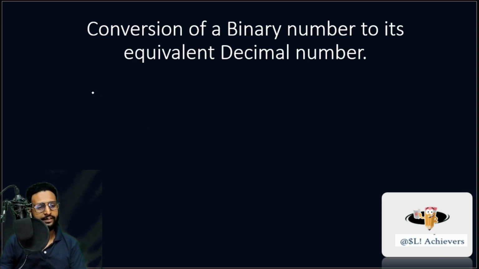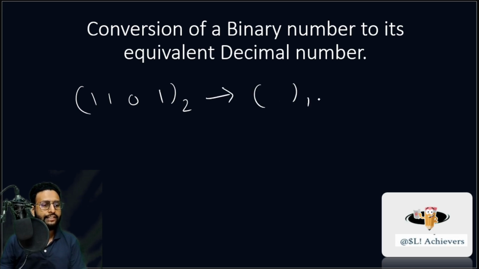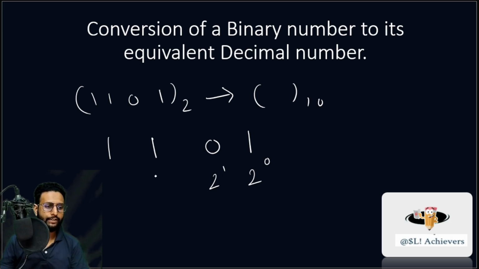So basically, guys, suppose I have a number like 1101 and I have to convert that binary number into its equivalent decimal number. So look at the first step very carefully. You have to write your binary number like this: 1 1 0 1. Okay, now you have to write to the power 0, then to the power 1, to the power 2 and to the power 3.